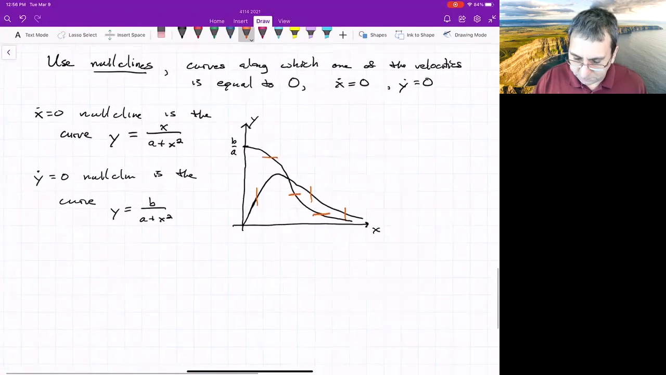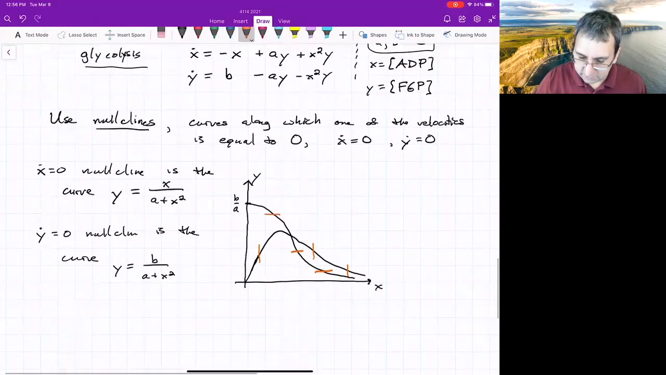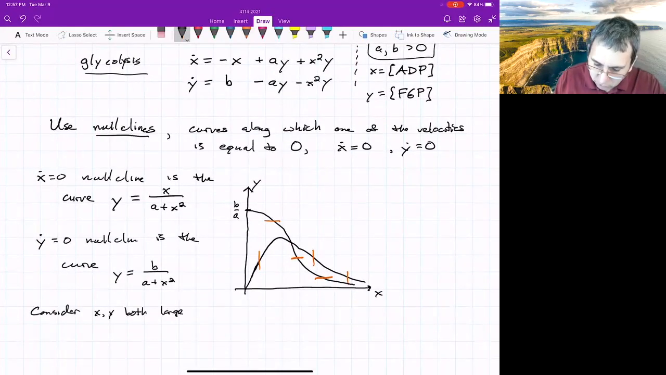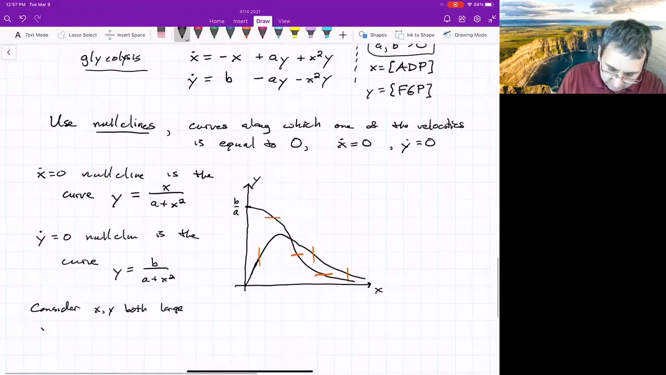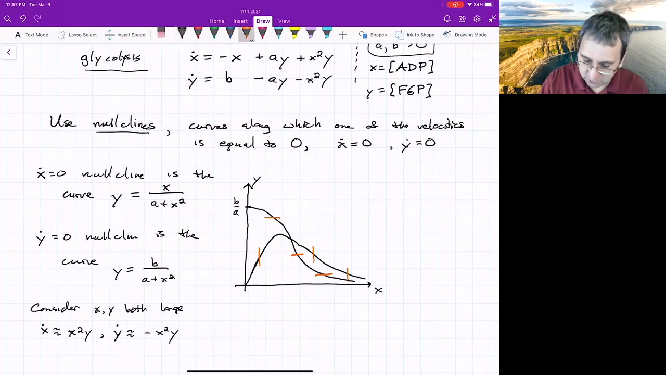So what do we do? In fact, all we need to know is the arrows at just some point, and we could probably figure out all the rest. I don't want to hide that equation up there. Think of x and y both being large. If they're both large, then x dot is going to be approximately x squared y, and y dot is going to be approximately negative x squared y, negative of the same thing, which means far away up here at very large x and very large y, the vector's pointing down at a 45-degree angle.